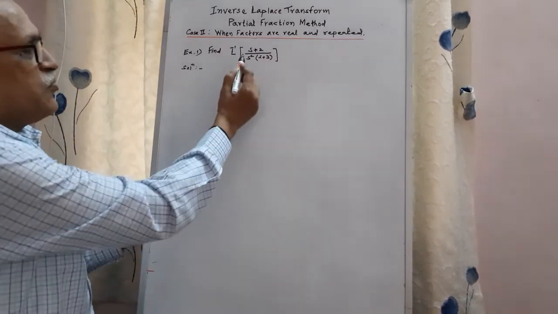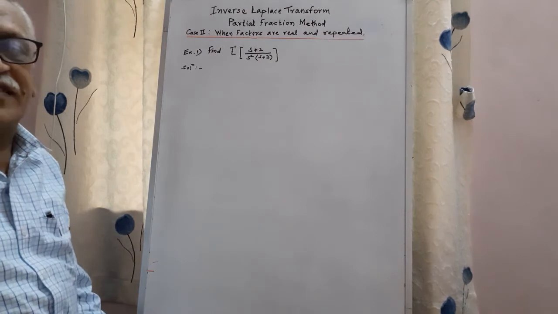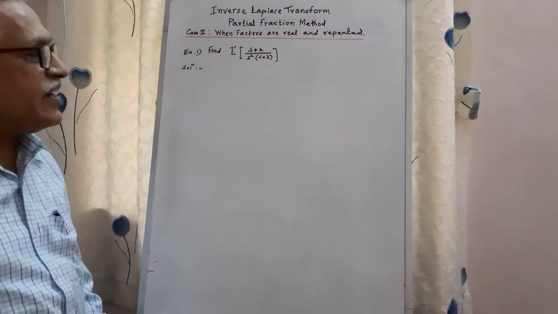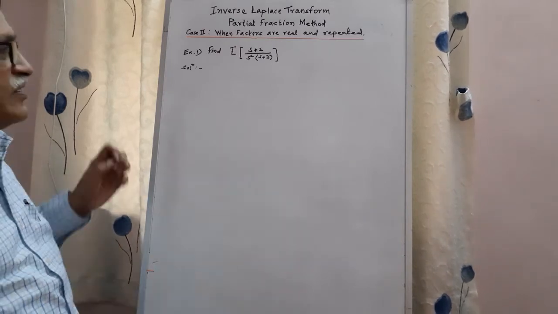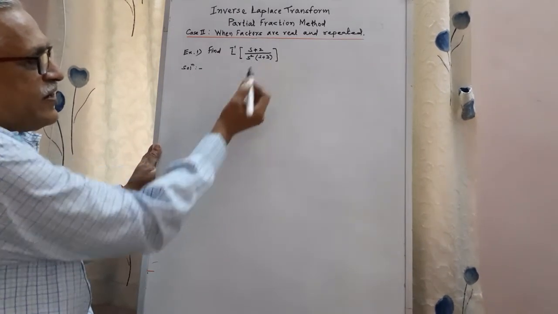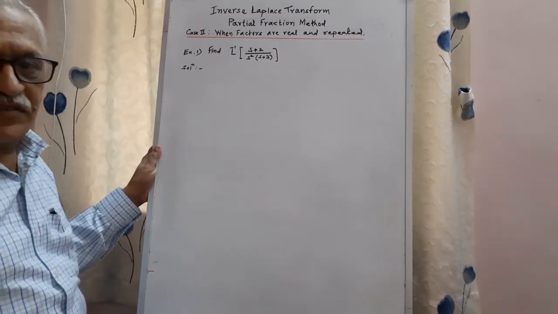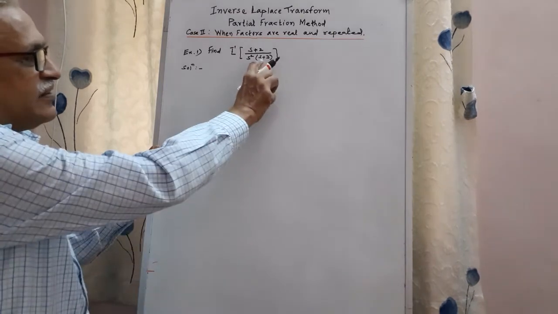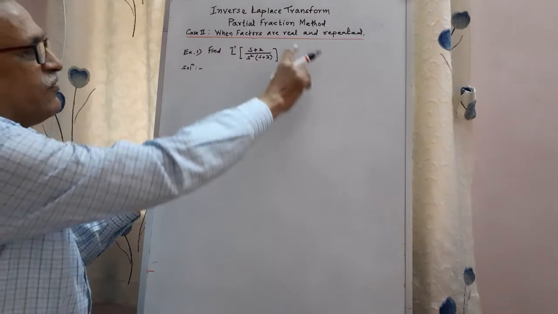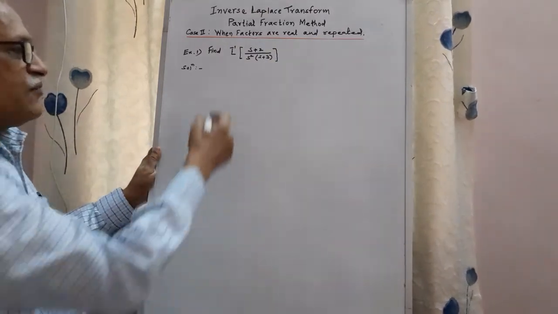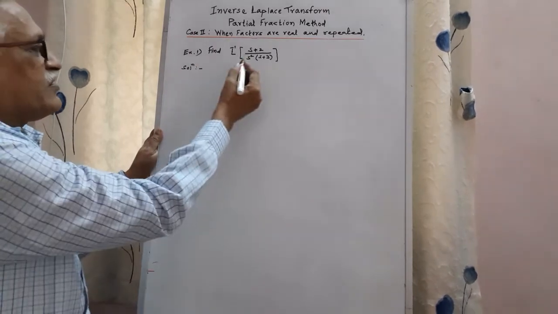Here the degree of the numerator is 1 and the degree of the denominator is 3. 1 is less than 3, which means it is a proper fraction, and as it is a proper fraction we can use partial fractions. Here there are two factors, s square and s plus 3. The first factor is repeated twice and the second is non-repeated. Therefore this becomes case 2, when factors are real and repeated. I will explain how to solve such a problem with the help of this example.